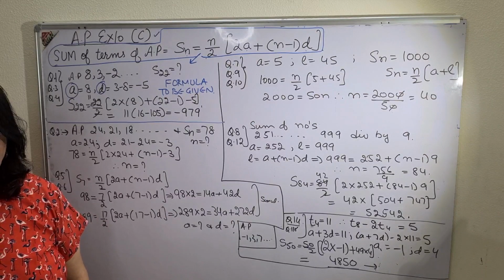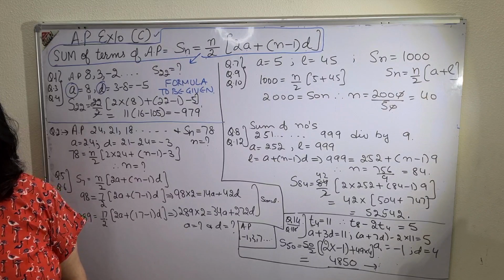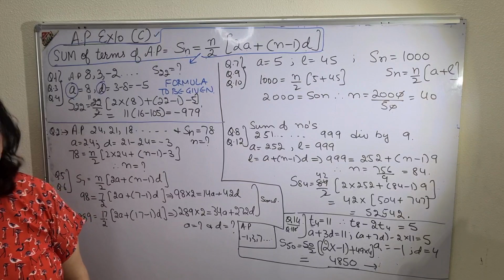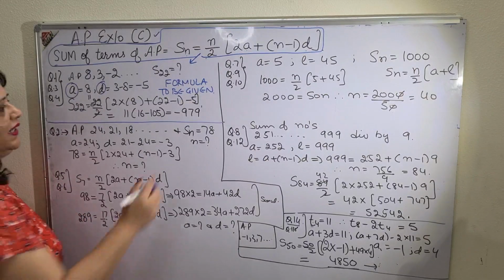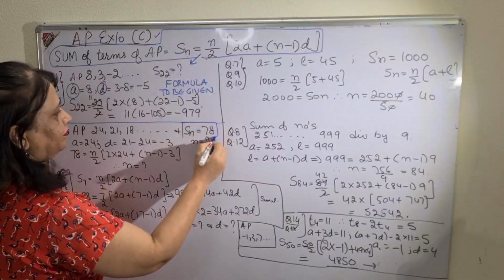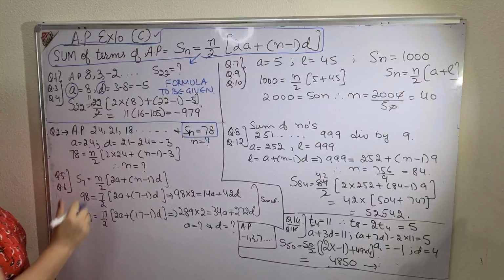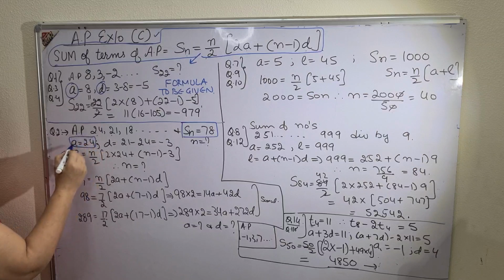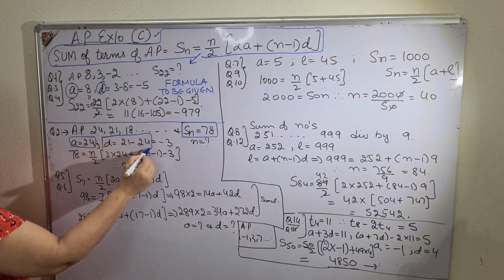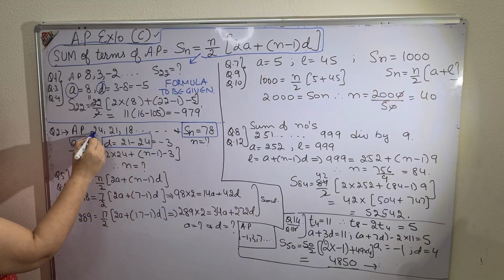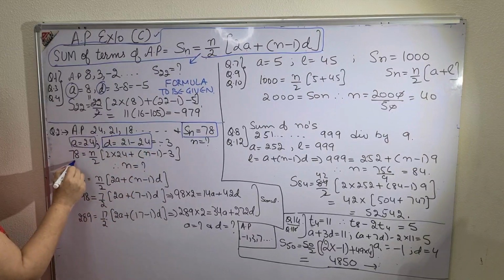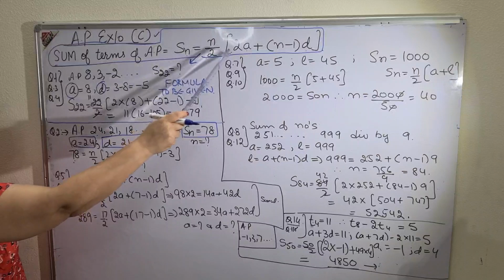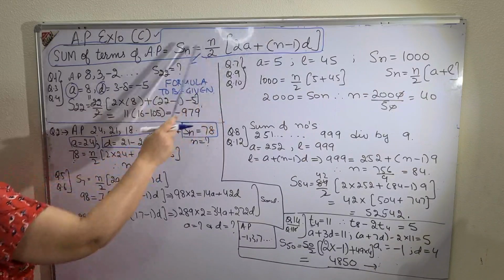Exercise 10C, question number 2, page 143. How many terms you have to find, and they have given the sum to be 78. That means Sn is given to be 78. And the AP is again 24, 21, 18. So a is 24, d is 21 minus 24, T2 minus T1, that is minus 3. Formula is same. Sn is equal to n by 2, 2a plus n minus 1 into d.